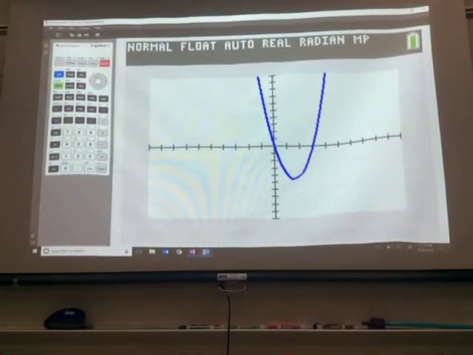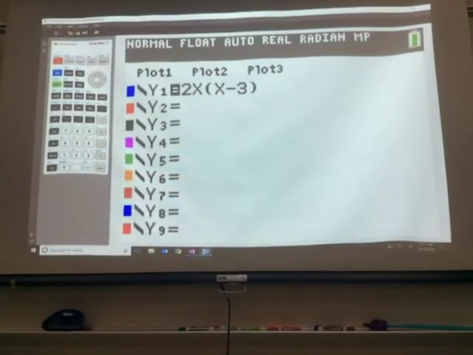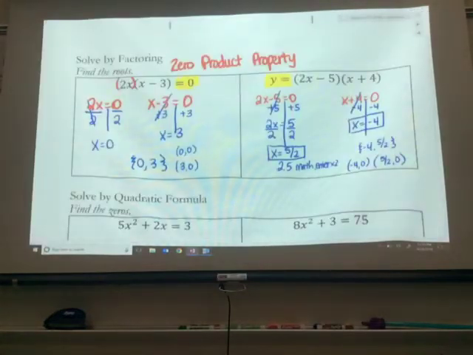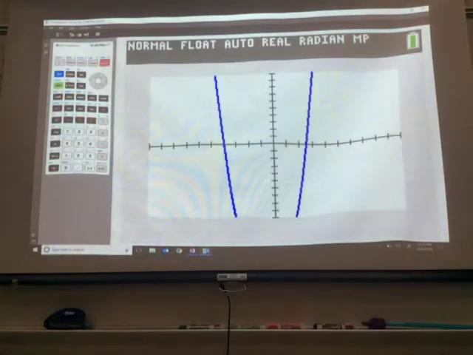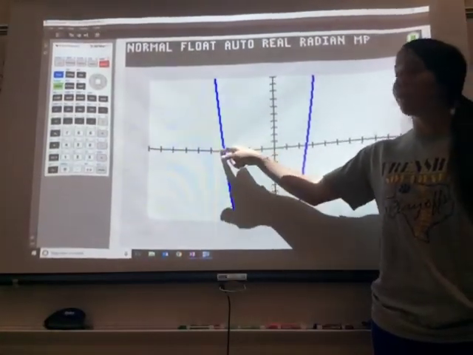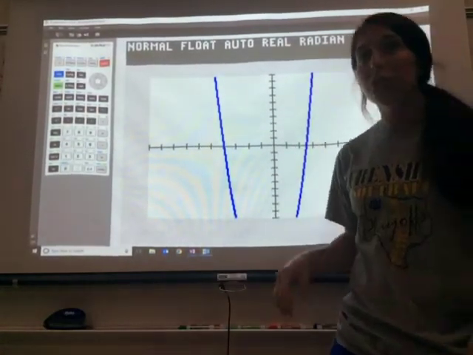So you can find your answers multiple different ways. If I were to go to the next equation and type it in, I've got parentheses 2x minus 5. Oops, 2x minus 5. Then open another parentheses, and I've got x plus 4. I'm going to graph it. And I'm going to notice it does touch my graph in 2 different places, so I should have 2 answers. This one looks like it's at negative 4 perfectly. This one looks like it's right about in the middle between 2 and 3, 2.5.